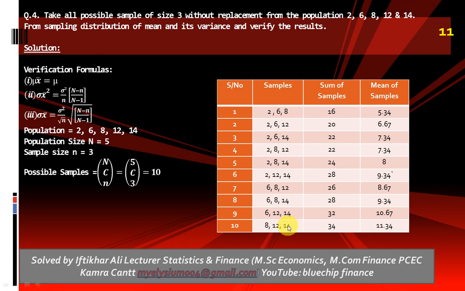consisting of 3 values. After that, take the sum of each sample and finally take the mean of each sample and make the frequency distribution for these samples. So the least value is 5.34. After that, 6.67, 7.34, 8, 8.67, 9.34, 10.67 and 11.34.